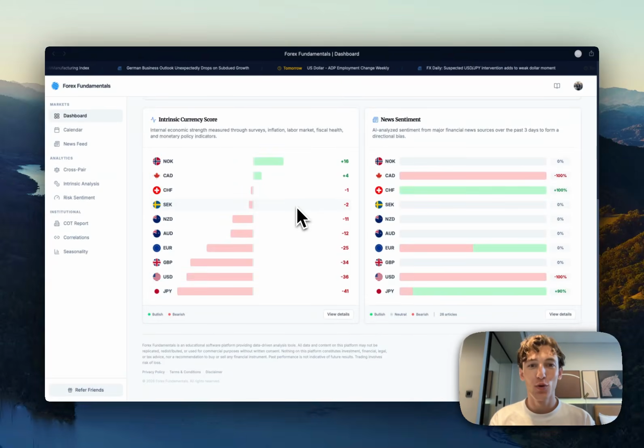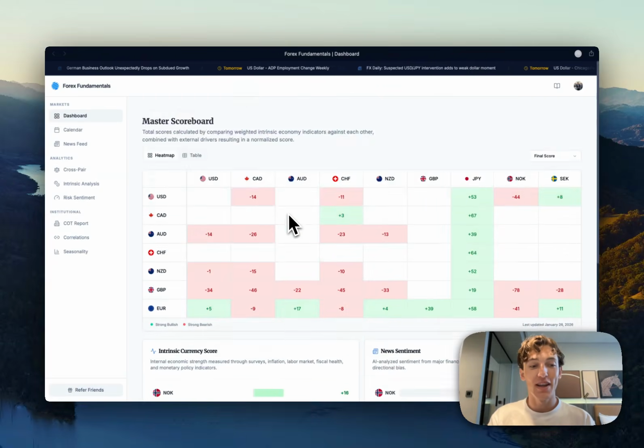Welcome to the full Forex Fundamentals platform breakdown, where I will be breaking down the full platform and how to use it, each and every feature, and just a general walkthrough. Like, you just got this tool, you don't have any idea how to use all this data and implement it into actionable trades. So that's what I'm here for, and let's dive into it.